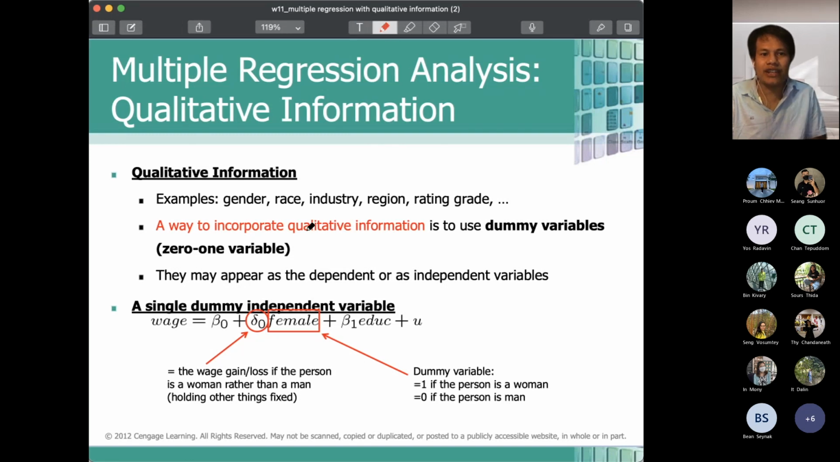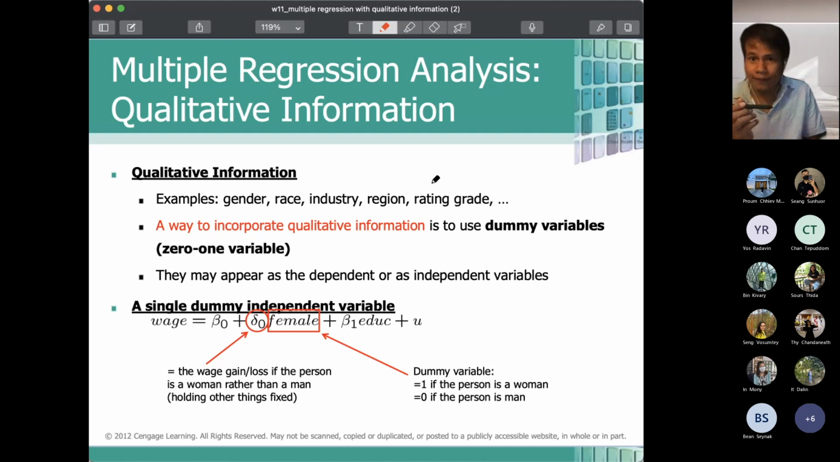So, for instance, gender, you have male and female. Race, you have black and white. Industry, you have agriculture, you have transport, you have services. Region, it can be rural or urban. Rating grade can be worse, bad, good, better, best, right? So these are examples of qualitative information.